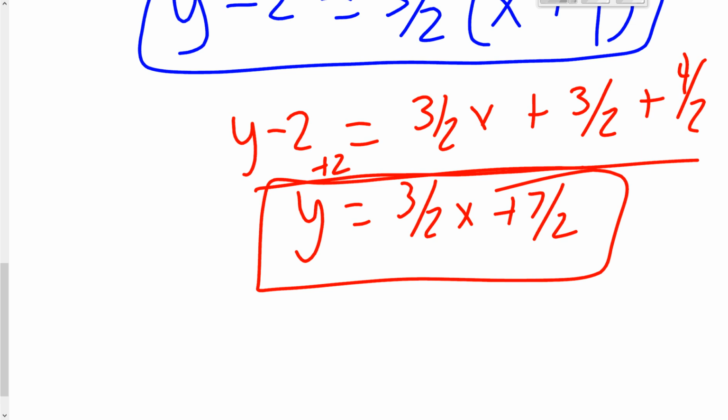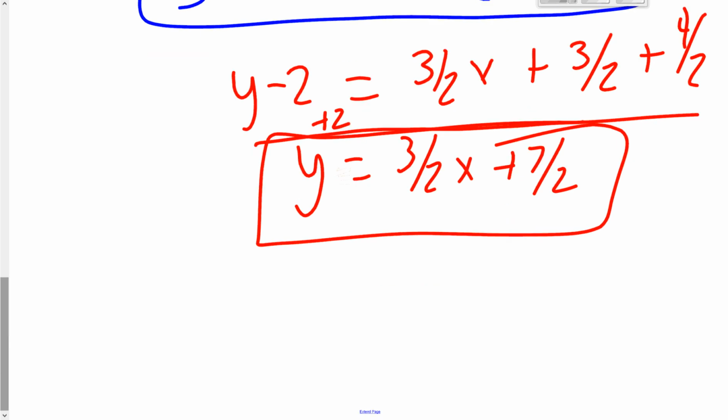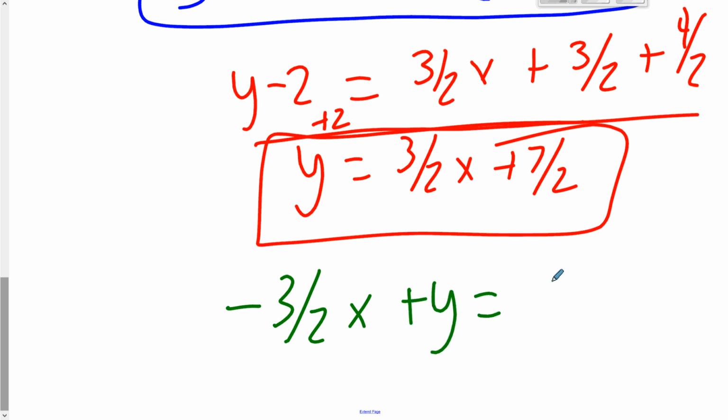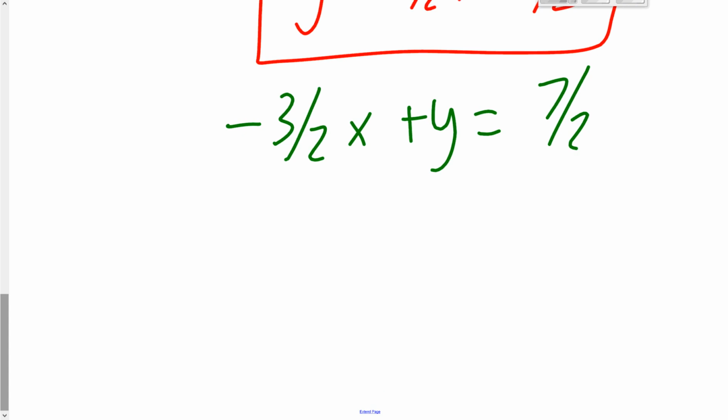If it says put it in standard form, then I've got to move my x's over. So notice here now I have a negative x, still plus y equals 7/2. So I've got to get rid of that negative and the fraction. So multiply by the greatest common denominator, which is 2. But I've got to get rid of this negative, so multiply by negative 2 on everything, both sides in every term.